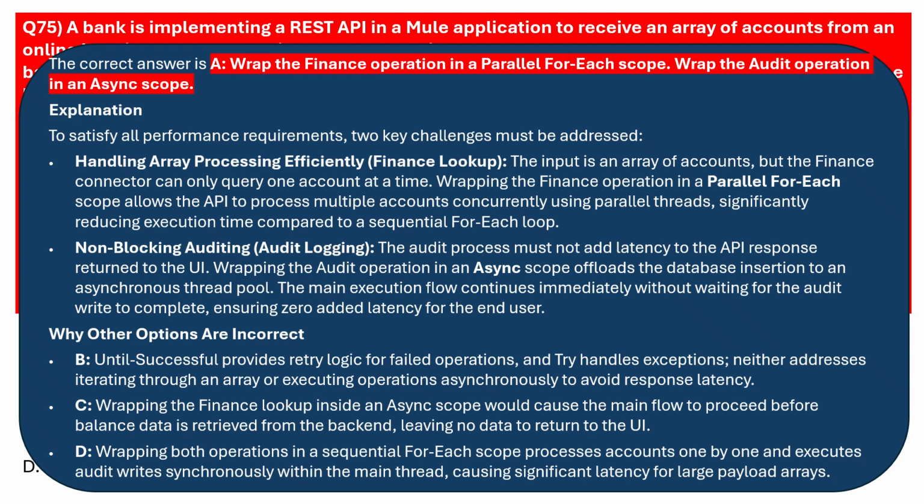B. Until successful provides retry logic for failed operations and try handles exceptions. Neither addresses iterating through an array or executing operations asynchronously to avoid response latency.